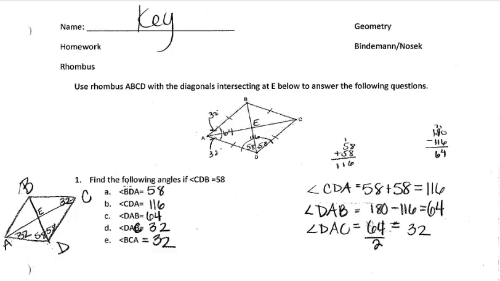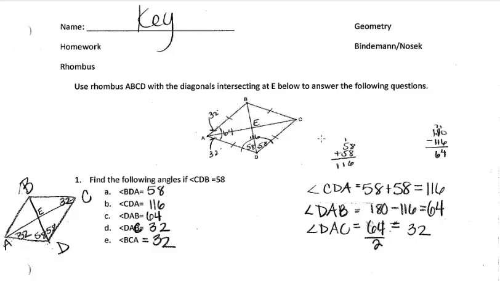For this one, if you know CDB is 58, CDB is this 58 right here. And BDA is the one next to it. In a rhombus, these two are equal to each other. So that's why that one's 58. CDA, part B, is the whole angle, which is 116. That's 58 and 58 added together. I have my work over here.